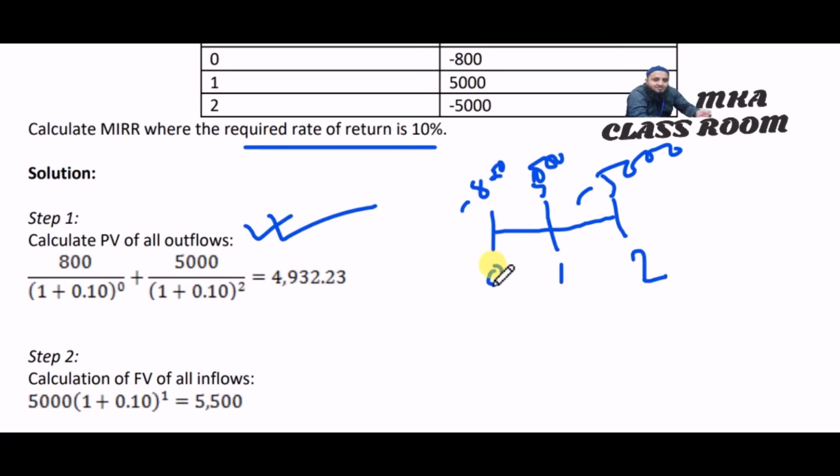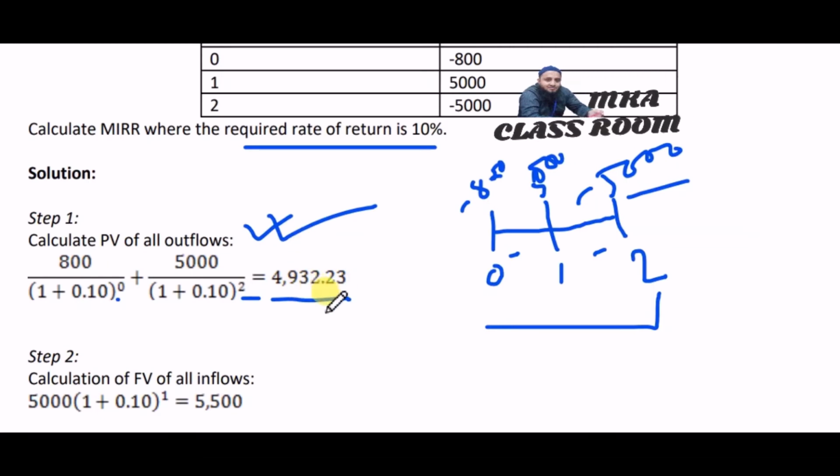So here at 0, that means 1 plus 0.10 power 0, and this is the value 1. And negative 5000 has the power 2, 1 plus 0.10 power 2. In this way our value is 4932.23, by calculating on our calculator.